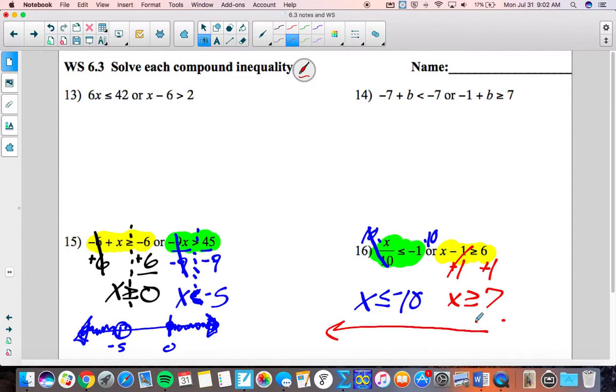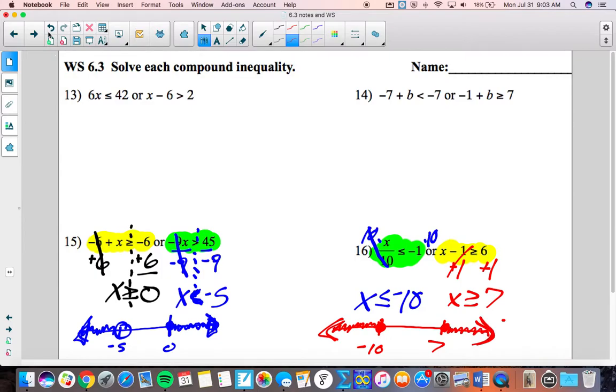So the smallest number goes on the left, that's negative 10. The bigger number goes on the right, that's 7. x is less than or equal to negative 10, so closed dot, and the numbers that are less than negative 10 are to the left. x is greater than or equal to 7, closed dot, squiggle to the right.